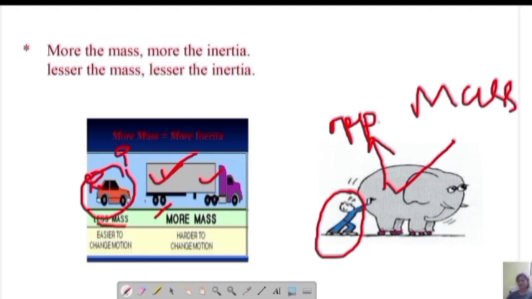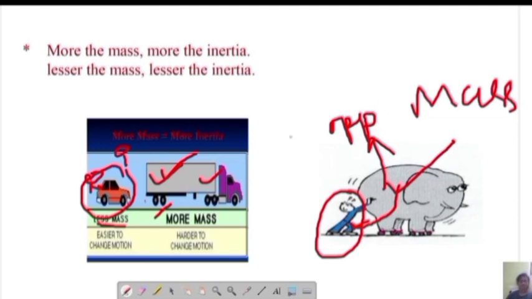Yes, so as it is having more opposition, it will be having more inertia. But the elephant can lift a boy very easily because this boy is having very less mass, so he will be having very less inertia. Is it clear? So by this what we understood: more the mass, more the inertia, lesser the mass, lesser the inertia.